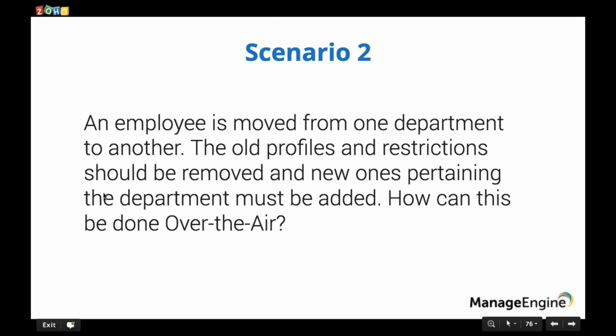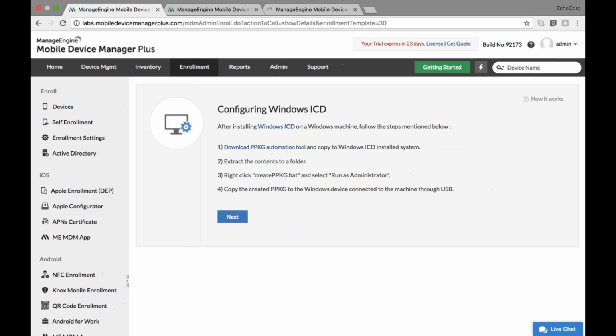My next scenario is, an employee is moved from one department to another. The old profiles and restrictions should be removed, and the new ones pertaining to the department must be added. How can this be done over the air? This might seem to be a very tedious process to be performed, but that is not the case. Mobile Device Manager Plus makes it very easy. All you have to do is shift the device from one group to another to apply those restrictions. Let me show you how it is done.